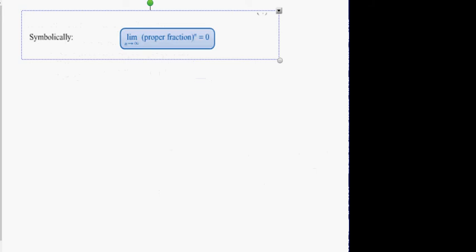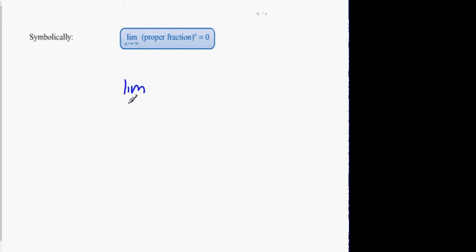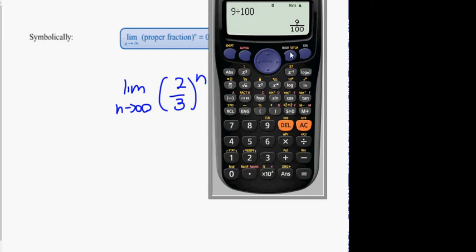Okay, now another thing to note is that the limit of any proper fraction, such as let's say 2/3 to the power of n, equals 0. So if I was to make a table of 2/3, for instance, f of x equals 2 over 3 to the power of x, I said I would start at 0, go up in, I don't know, tens, and end at 100. Now look what happens to the figures. We got 1, and then we got nothing after that.